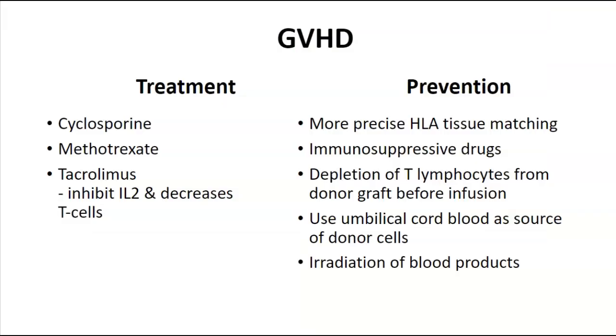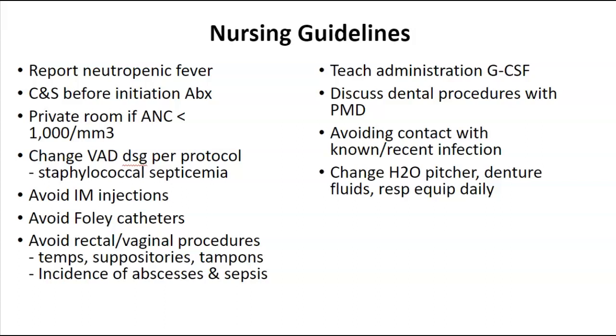So here's the treatment: cyclosporin, methotrexate, tacrolimus, which you've probably, maybe you remember, if it was taught, is an anti-rejection medication. How to prevent it: better matching. Sometimes if we really can't, we do what we can. All right, so here are the nursing guidelines for general treatment of patients with cancer who are on chemotherapy. Report your fevers. It's an absolute medical emergency. Culture and sensitivity prior to any antibiotic. That's very important.